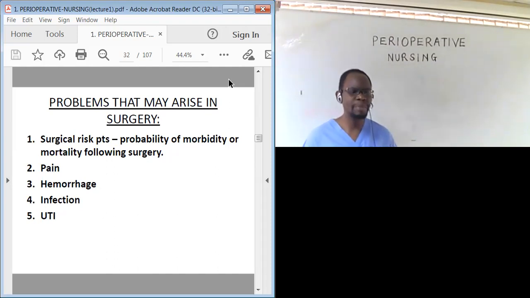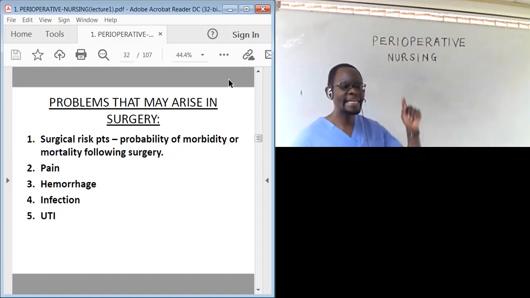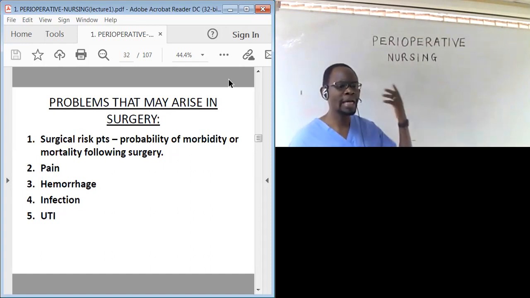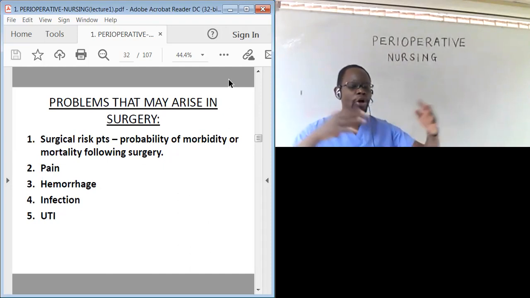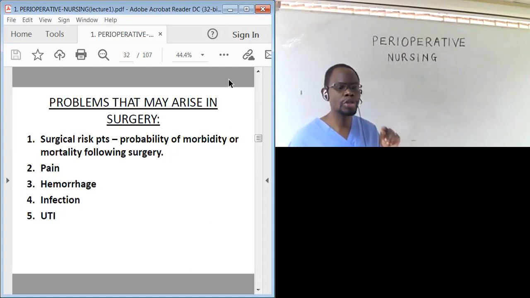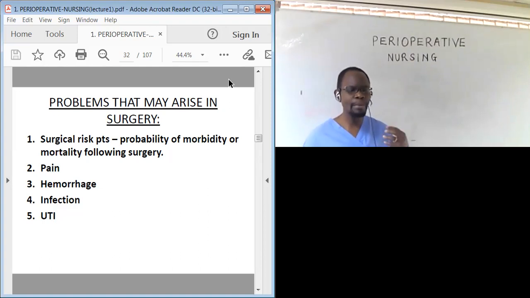So these might be complications, or problems that might arise as a result of a patient undergoing surgery. And so a surgeon, not only the surgeon, but the medical team, the nurse inclusive, should be aware of some of these things, because the nurse is able to play a part as far as these problems or complications are concerned.